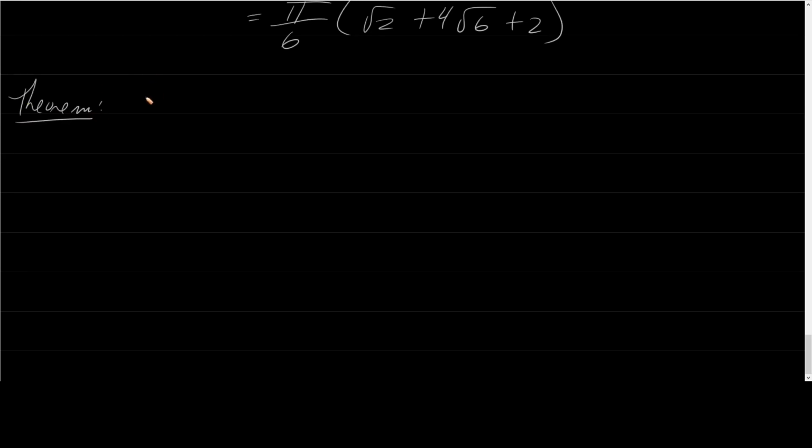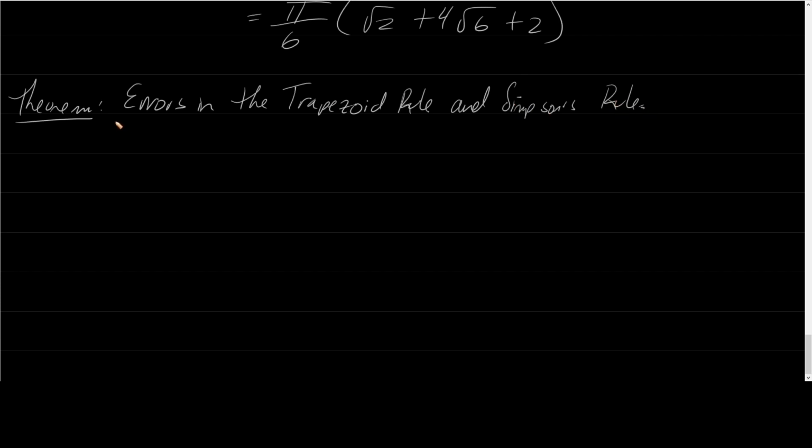These are errors in approximating, so errors in the trapezoid rule and Simpson's rule. Right? And the thing here is that Simpson's rule and the trapezoid rule are just approximations, so there's going to be some sort of error. So let's figure this out. So this is what the theorem says.